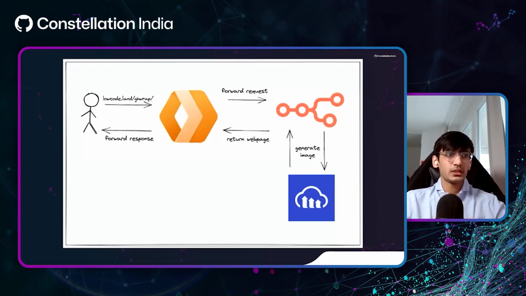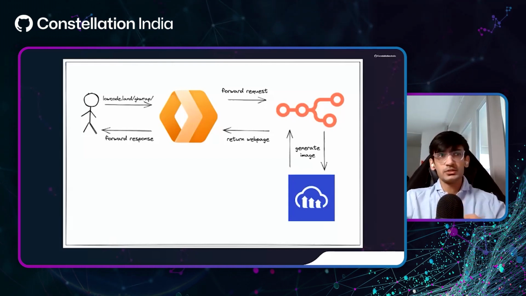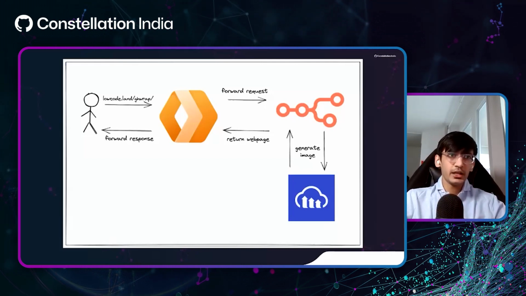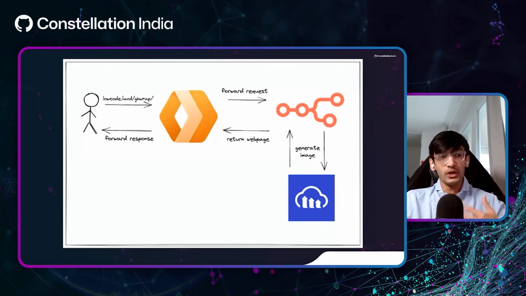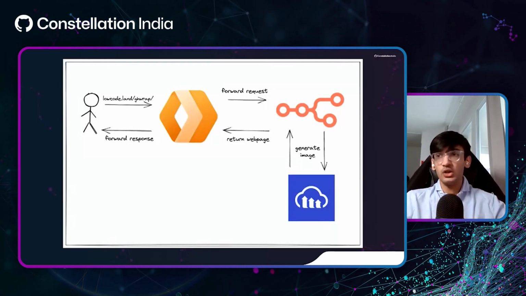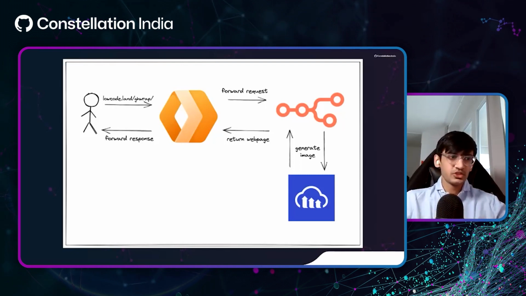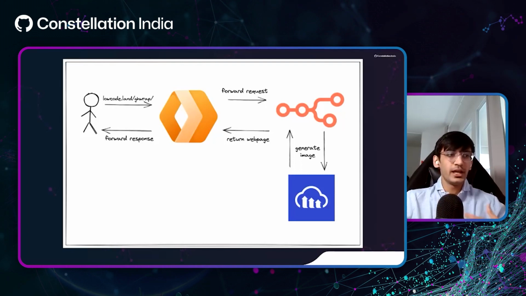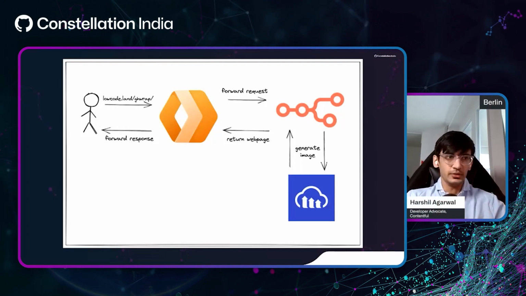Based on the request, Cloudflare Workers would pass the information to Anytime. Anytime would check what this request contains, and whether it needs to generate an image. If it needs to generate an image, it would call the transformation API, generate that image, and then pass it on to Cloudflare Workers, which would then display the result to the end user.